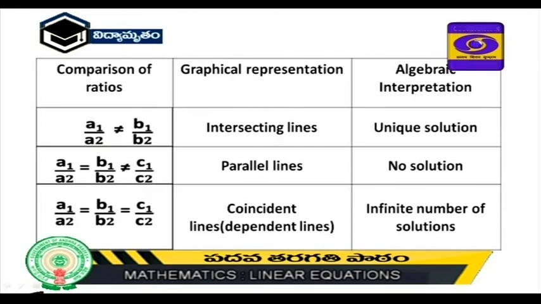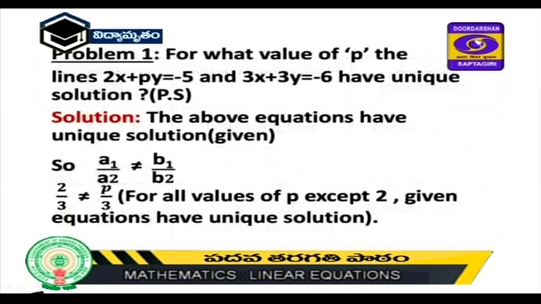If we find the ratios of these two straight lines, that is the ratio of x coefficients, then the ratio of y coefficients and the ratio of constants. If a1 by a2 is not equal to b1 by b2, then the lines are intersecting lines. Intersecting lines have a unique solution. If a1 by a2 equal to b1 by b2 is not equal to c1 by c2, these lines are parallel lines. Parallel lines have no solution. Then the third condition is, if all ratios are equal, the lines are coincident lines. These lines have many solutions.